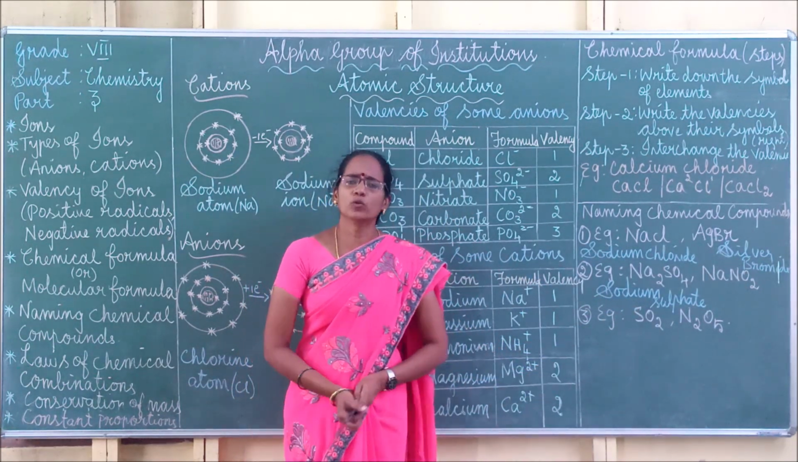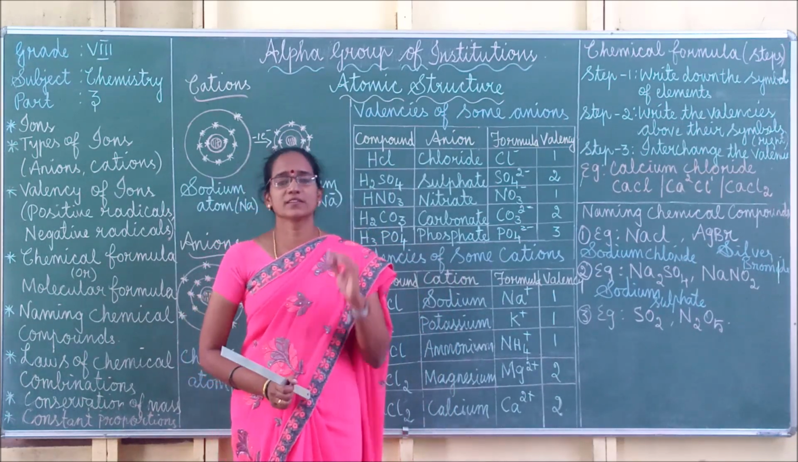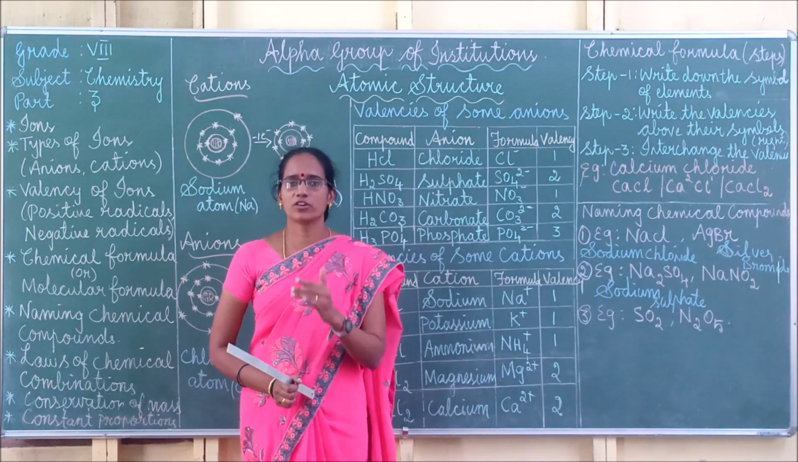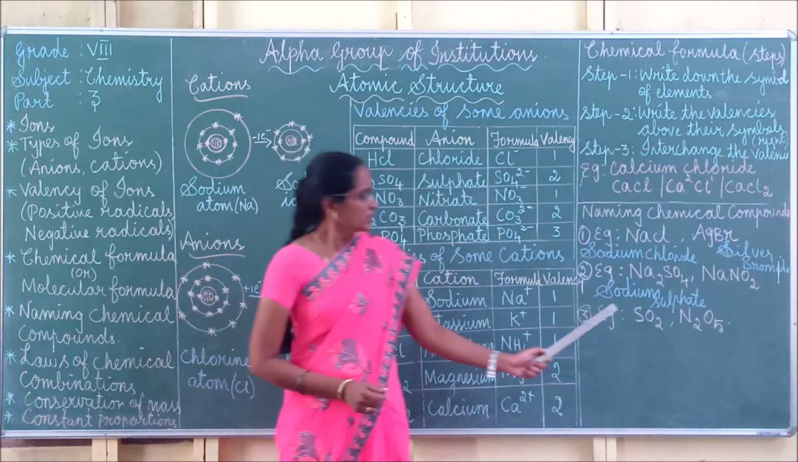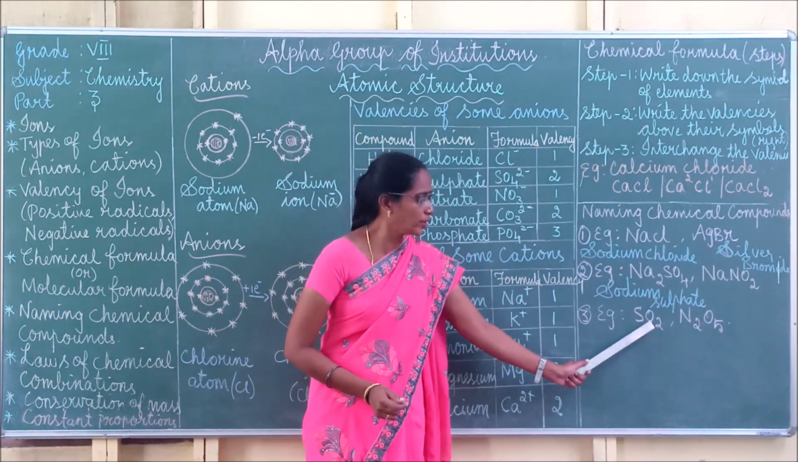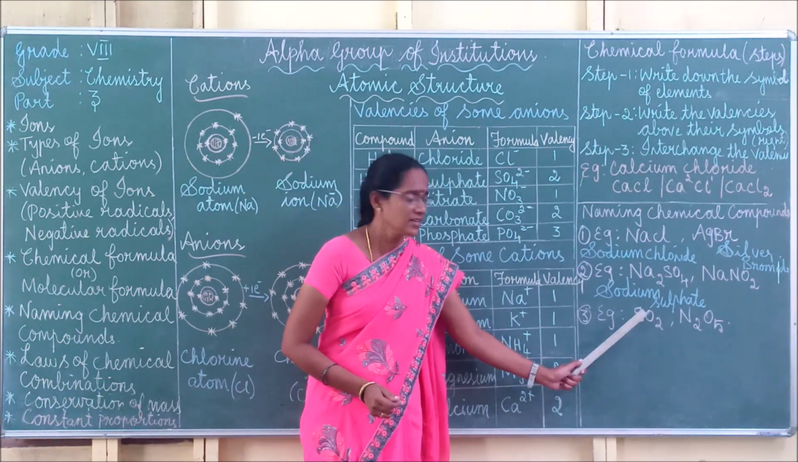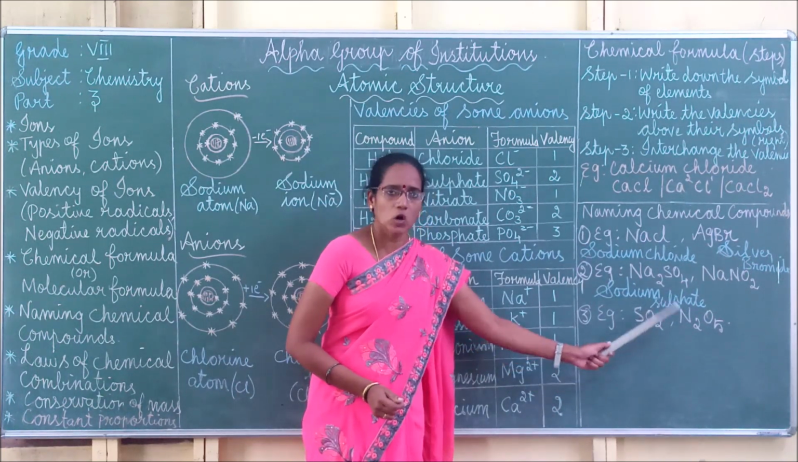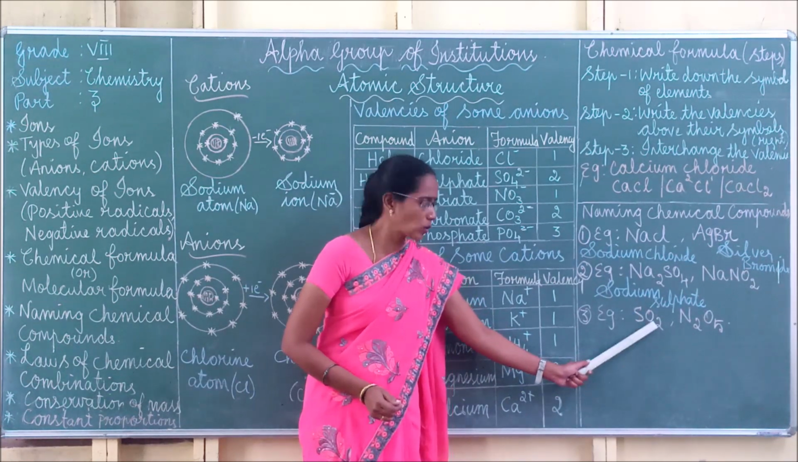Okay. Next one, the third one. In some compounds, we have to add a prefix, that is mono or di or tri, like that, in the middle. Okay. If you look at this one, S is sulfur and O is oxygen. Here we have to use the prefix. SO2 means what? Sulfur dioxide.